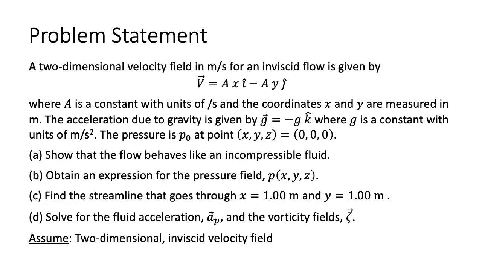For part A, show that the flow behaves like an incompressible fluid. For part B, obtain an expression for the pressure field. For part C, find the streamline that goes through x equals 1 meter and y equals 1 meter. For part D, solve for the fluid acceleration and the vorticity fields. To solve this problem, we are assuming that the flow is two-dimensional and inviscid as stated in the problem statement.